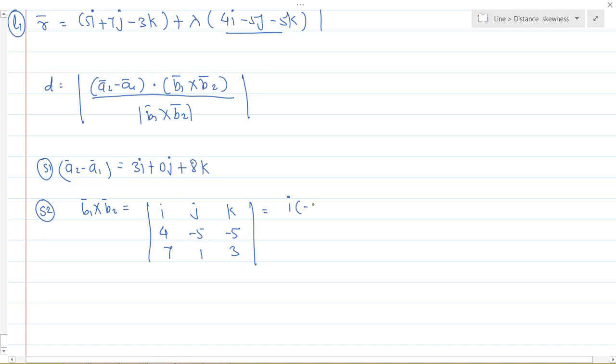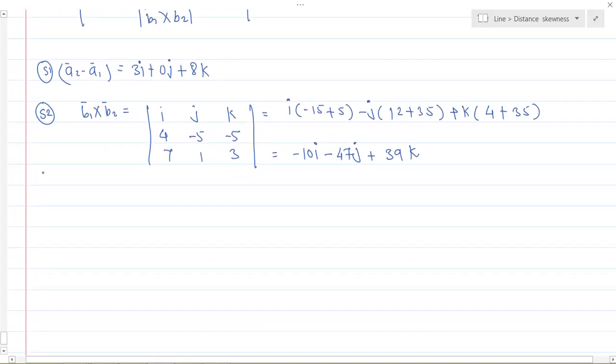So it is i into bracket minus 15 plus 5, minus j in bracket 12 plus 35, and plus k in bracket 4 plus 35. Which is nothing but minus 10i. Then we will have minus j in bracket, which is 47. Okay, so let me write minus 47j, and a plus 39k. Okay, so this is what B1 bar cross B2 bar is.